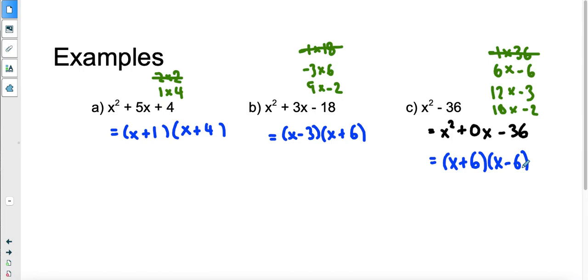And there we go. So in summary, when we're factoring quadratic expressions in this form, I need to find two numbers that multiply to my number by itself here and add to the number in front of x here, the number in the middle.